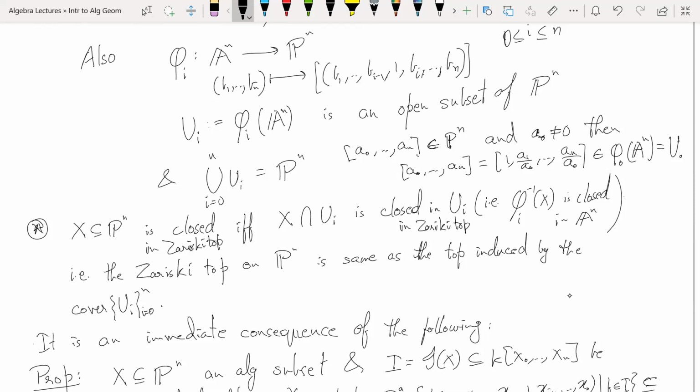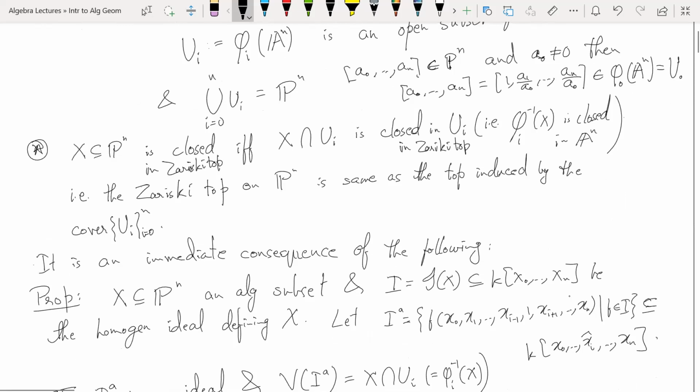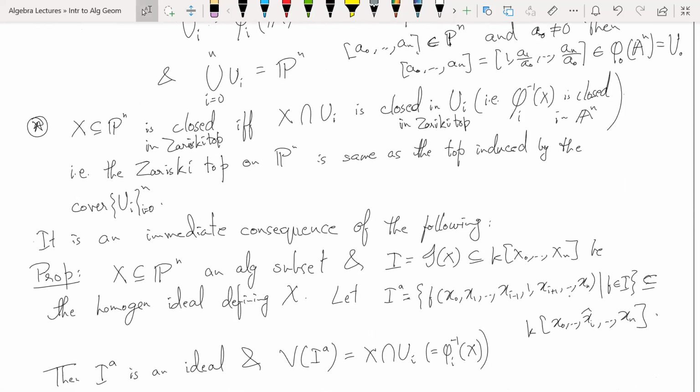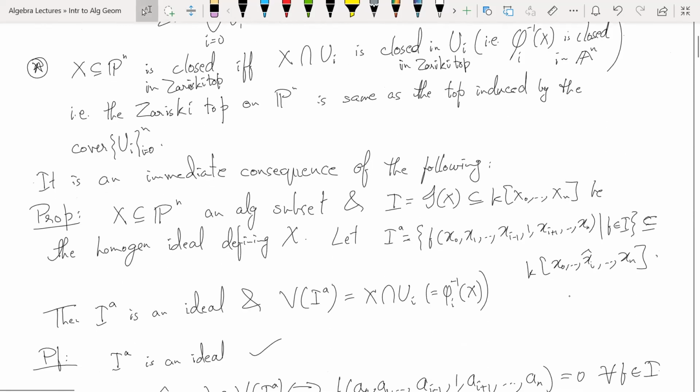Okay. So that was the other definition of topology on Pn. This will follow immediately from the following proposition. We want to say that something is closed if and only if X intersection Ui is closed in Ui. So what does closed mean? That means it has to be an algebraic subset. Closed sets are the same as algebraic subsets.